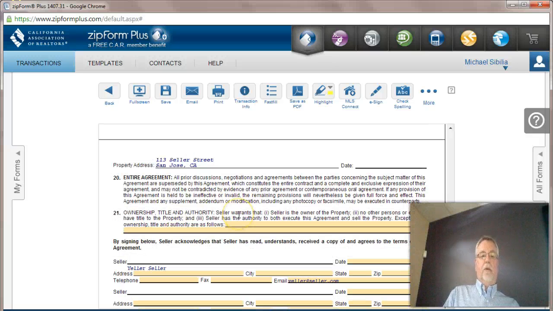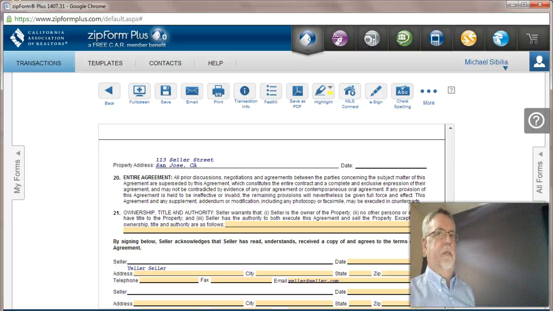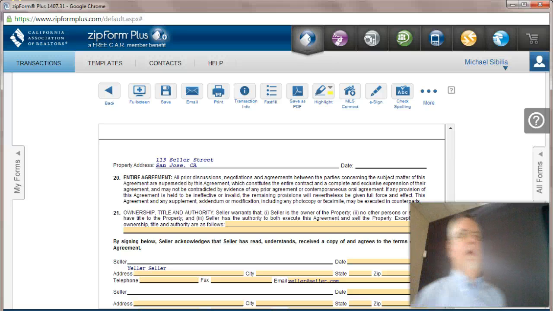Then this is the entire agreement, ownership and title. What this paragraph says, this is 21, is there anybody else that has an ownership interest in this property? If so, who are they? And those of you that went through my real estate school may have learned that you only need one signature if it's community property to list a home. That's true according to the California Civil Code.